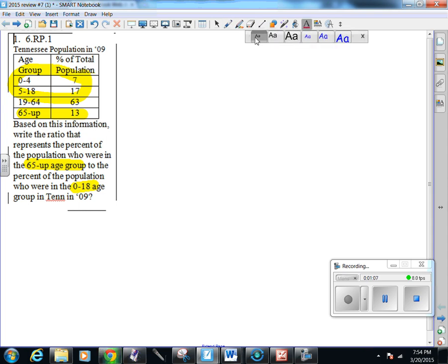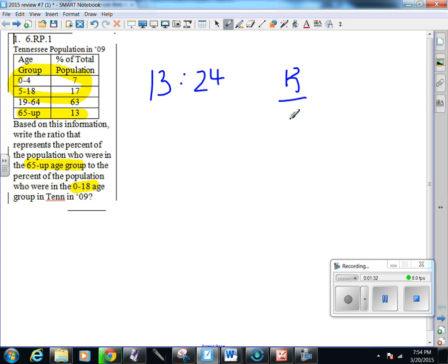So you're going to have to write a ratio of the 65 and up to the 0 to 18. So that's one way to write a ratio. I could also write it like this, with the colon, the fraction bar, and the final way I can write it is with the word "to."